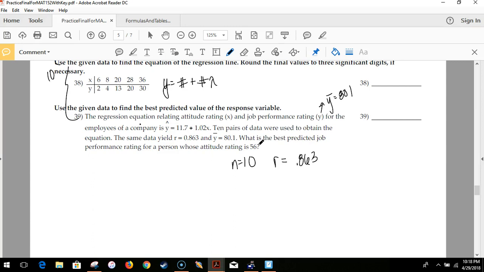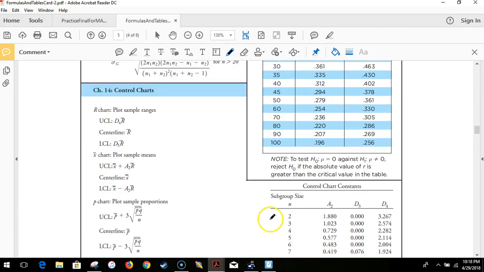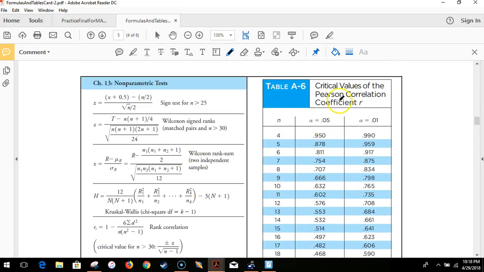So if I had somebody that had an attitude rating of 56, what's your best guess about what their job performance is? So what you need to do is say, well, can I give them a quote that is based specifically on the 56 using this regression line, or do I have to just default to the 80.1 because I don't know enough about it? I need to go to one more chart. It's A5 or A6, it really depends on the version that you're using, but it will say Pearson correlation coefficient. N is the pairs of data, that's 10. And it didn't say which one to use, so you use the most restrictive, that's 0.01.